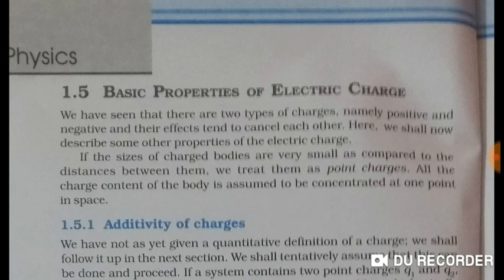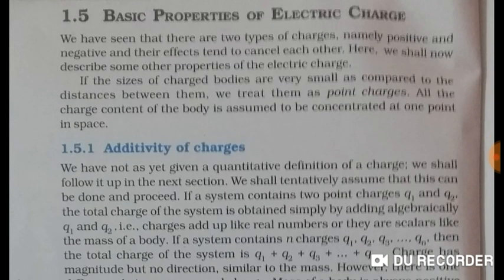1.5 Basic properties of electric charge. We have seen that there are two types of charges, namely positive and negative, and their effects tend to cancel each other. Here we shall now describe some other properties of the electric charge. If the sizes of charged bodies are very small as compared to the distance between them, we treat them as point charges. All the charge contained in the body is assumed to be concentrated at one point in space.